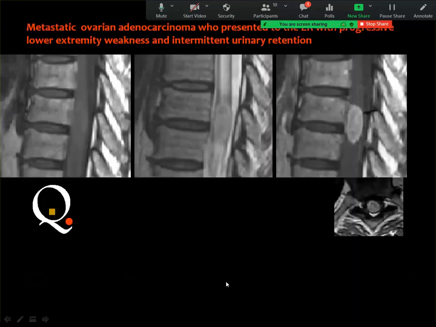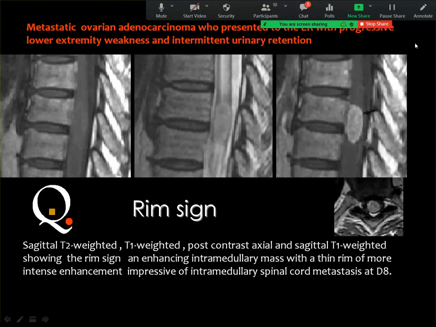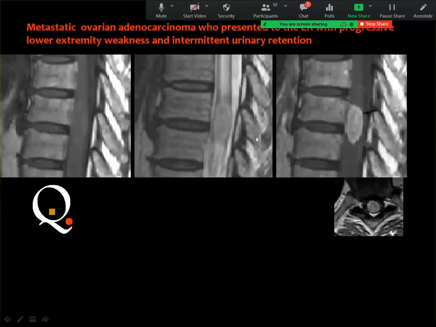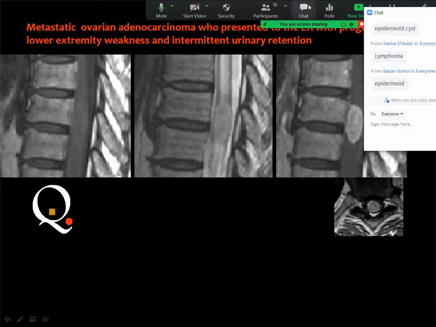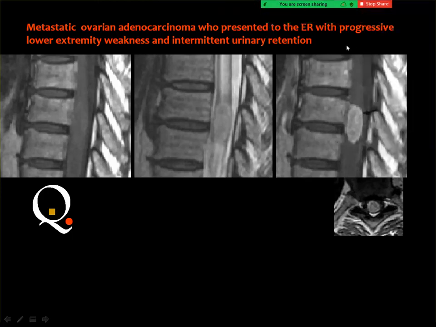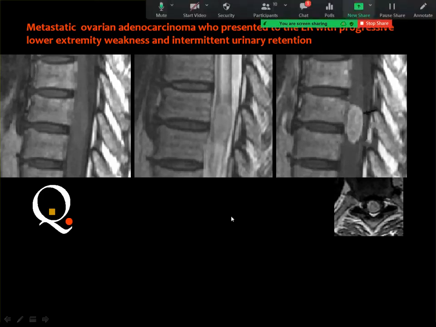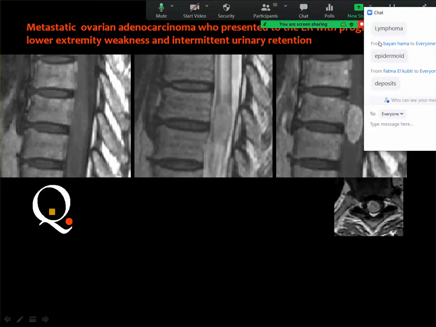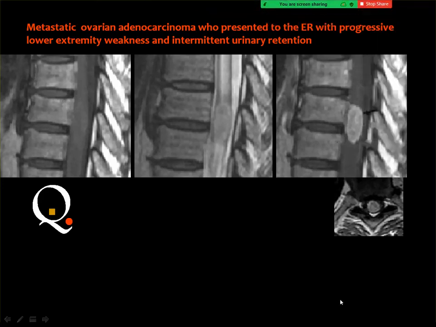Then this patient had metastatic ovarian adenocarcinoma, and presented to the emergency room with progressive lower limb extremity weakness and intermittent urinary retention. Then you may assume, because of the history, that this may represent metastatic deposits, and this is right.